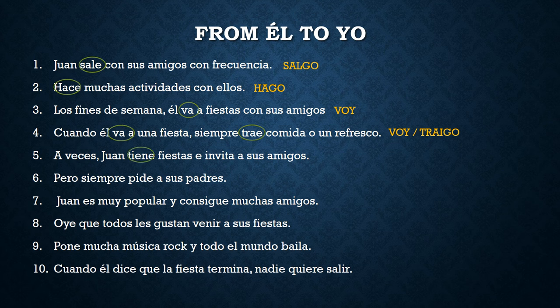A veces, Juan tiene fiestas e invita a sus amigos. So sometimes he has parties and invites his friends. Tengo and invito. And in case you see the E here and you're wondering why it's not a Y, it's just a rule that when you have an I here, you don't want a Y in front of it because it will sound funny. Pero siempre pide a sus padres. Change to pido. Juan es muy popular y consigue muchos amigos. Change to soy and consigo.